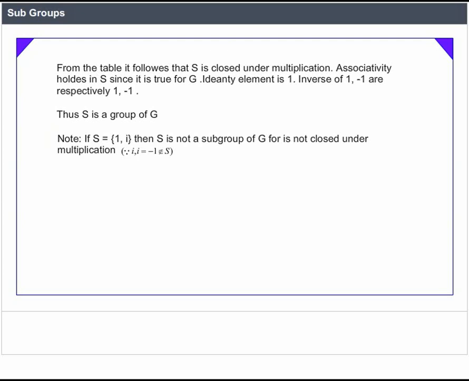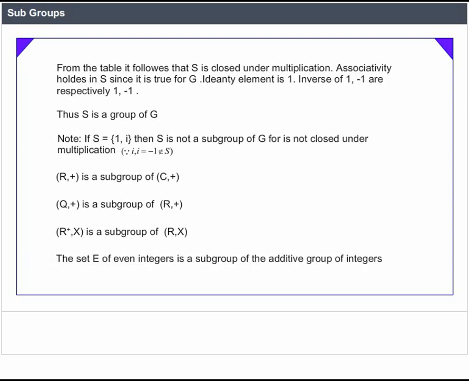Note, if S equals {1, i}, then S is not a subgroup of G, for it is not closed under multiplication. Therefore, i squared equals -1 does not belong to S. (R, +) is a subgroup of (C, +). (Q, +) is a subgroup of (R, +). (R^+, ×) is a subgroup of (R, ×). The set E of even integers is a subgroup of the additive group of integers.